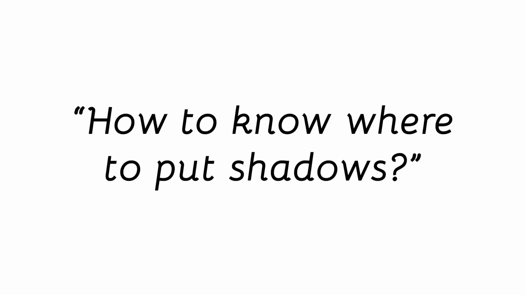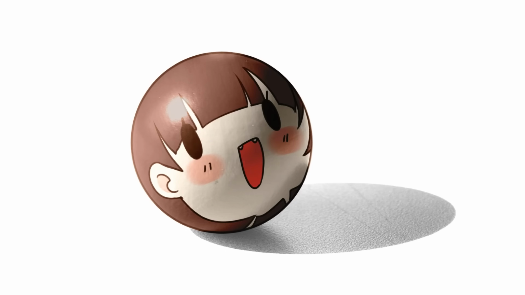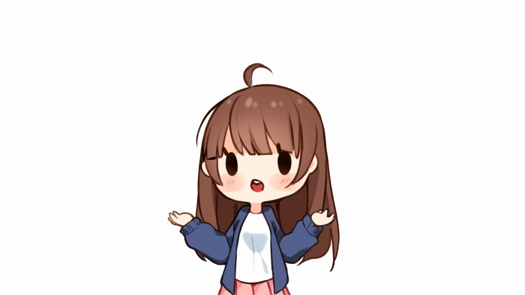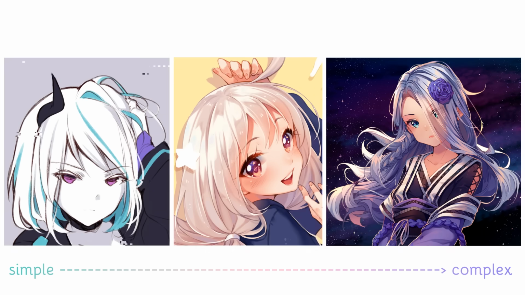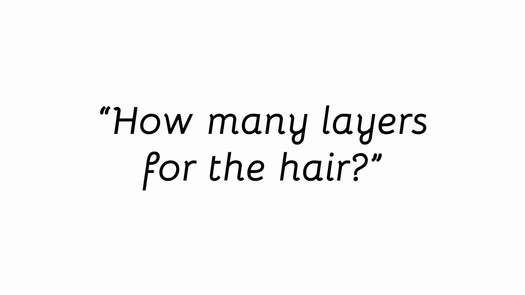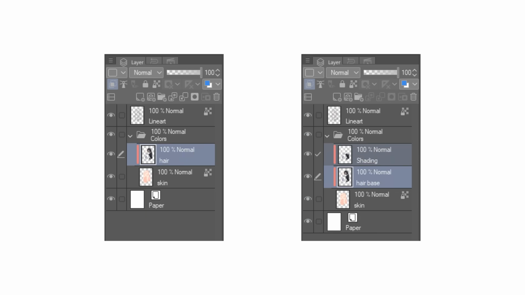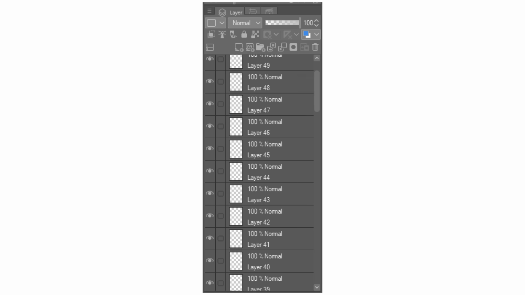How to know where to put shadows? Imagine it like a ball in your room. Simple as that. Yes, that boring art tip. How to make it look like realistic hair? I don't work with realistic hair, but start simple and make it fancy as you understand how it all works, in your own terms. How many layers for the hair? I started using one per color, but as I build up a workflow, I reduced them to only one or two, depending if I want to test out things, but use as many as you need.